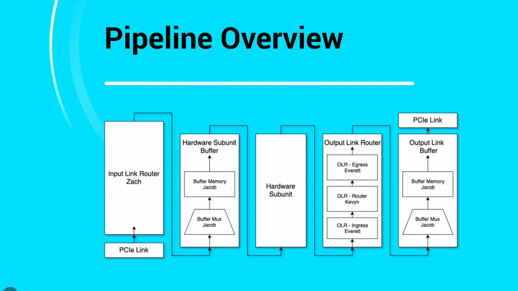The hardware subunit then completes the task defined in the TLP and passes it on to the output link router, which takes in the completion from the hardware subunit and the TLP from the hardware subunit buffer, forms the completion packet, and then passes that to the appropriate PCIe output. It passes it first to the output link buffer, which then passes it on to the PCIe lane.